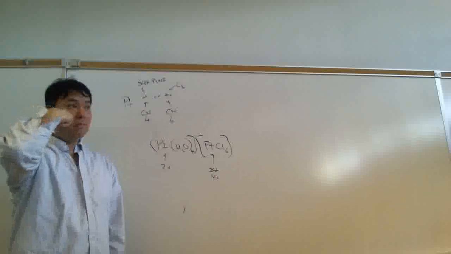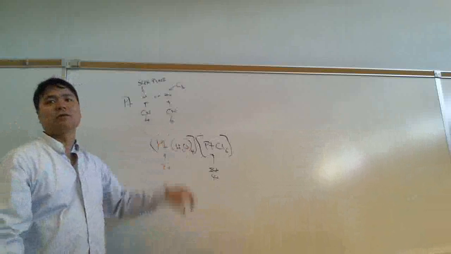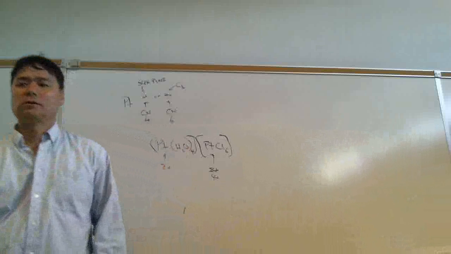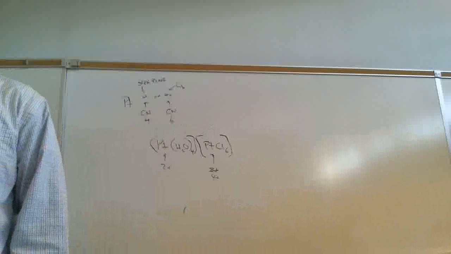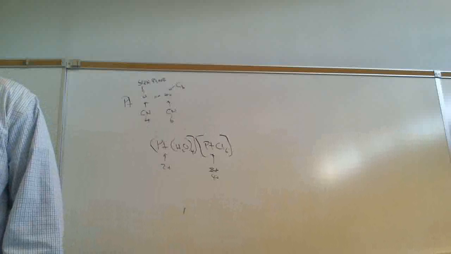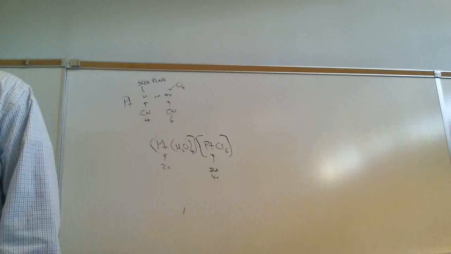Now, this could have been a 4 plus here, but 4 coordinate. All right, so where does that come from? That comes from looking at the complexes in the chapter, the platinum ones in particular. All right, other questions?